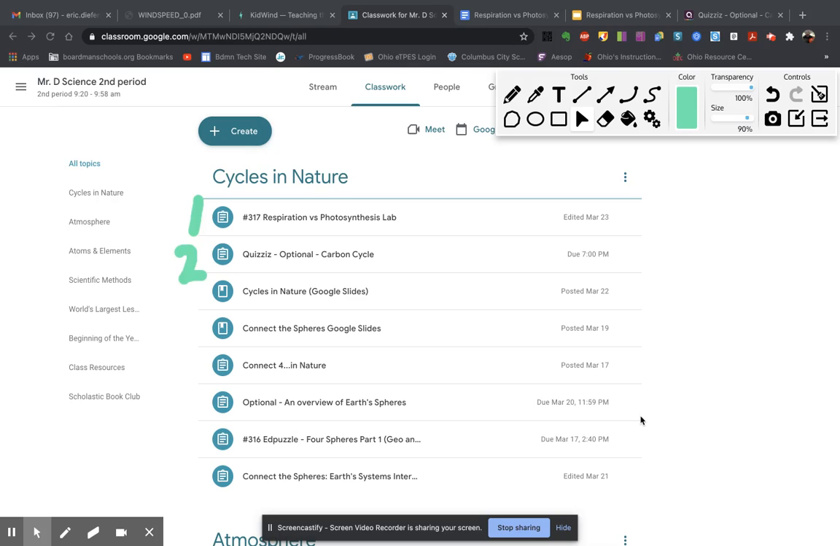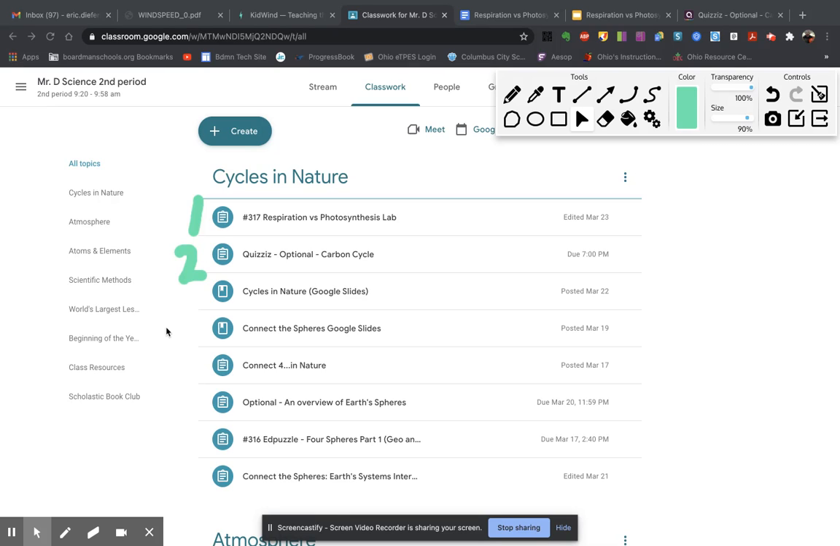So I thought it'd be easier just to record this and pass it out instead of typing all of these directions. For Remote Wednesday, there's two different assignments you could possibly be doing. The first one is the respiration versus photosynthesis lab, and I'll explain that again. And the second one is the optional assignment, the quizzes on the carbon cycle. That expires tonight, so today's your last chance to work on that.